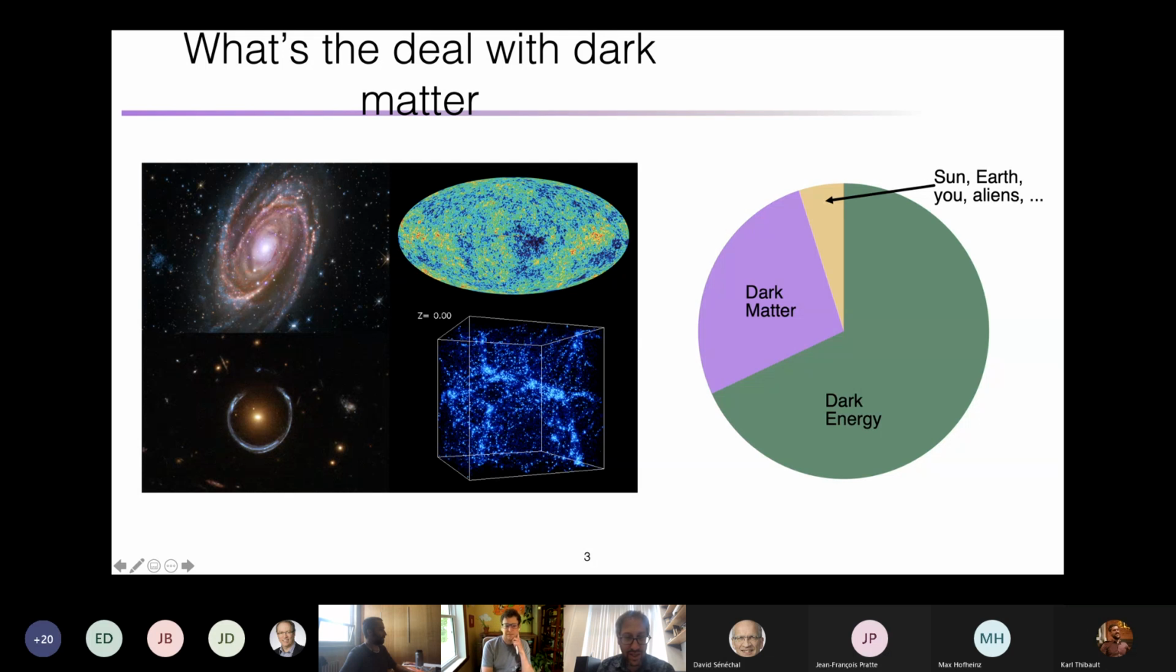The first evidence, I think, was in the rotation curves of galaxies. Things are spinning faster than you would expect for the amount of normal matter that you see. And so one plausible explanation is that there's extra matter that we can't see. So that's maybe the first evidence.